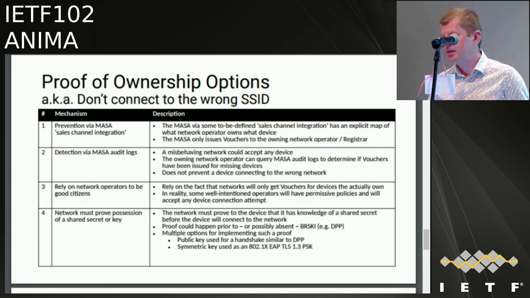And finally, option 4 is the network must prove some possession of a shared key. So there's a shared key associated with the device. It could be a public key, it could be a private key, and the device will not connect to a network unless the network proves ownership of that shared key. There's multiple ways you could do this, multiple technical implementations. You could use a handshake similar to Wi-Fi Alliance DPP. You could use a symmetric key and do something using TLS 1.3 PSK inside the RFC 9140 tunnel. There's multiple ways of doing it.